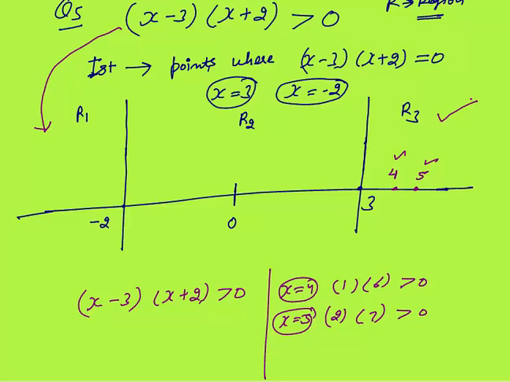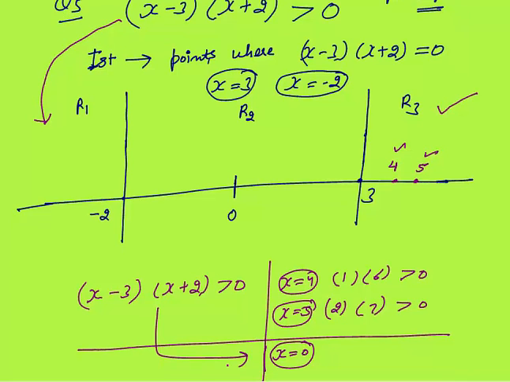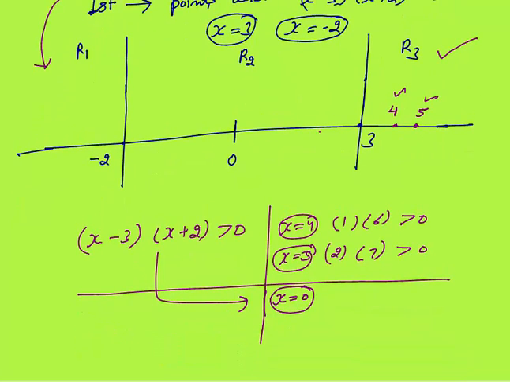What about the second region? The second region is from minus 2 to 3. You can check any number. Let's check 0. So 0 minus 3 is minus 3, and 0 plus 2 is 2. Minus 3 into 2, minus 6, is not greater than 0. This does not satisfy. So 0 is not satisfying. Same way you can check any other values between minus 2 and 3.